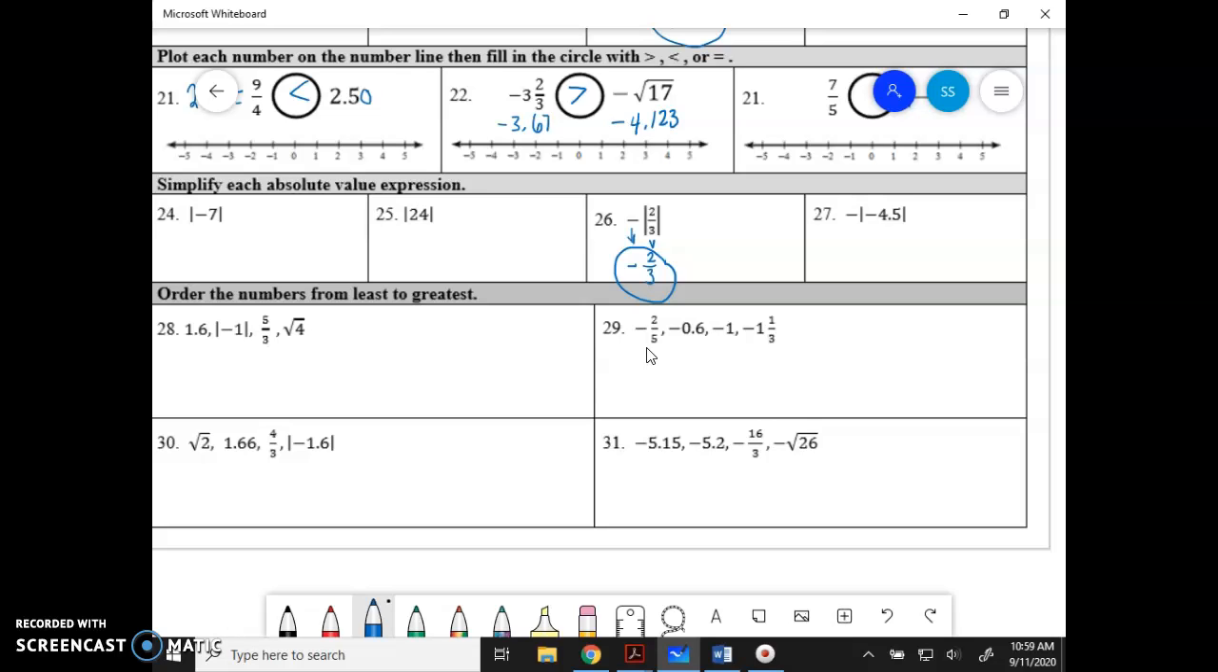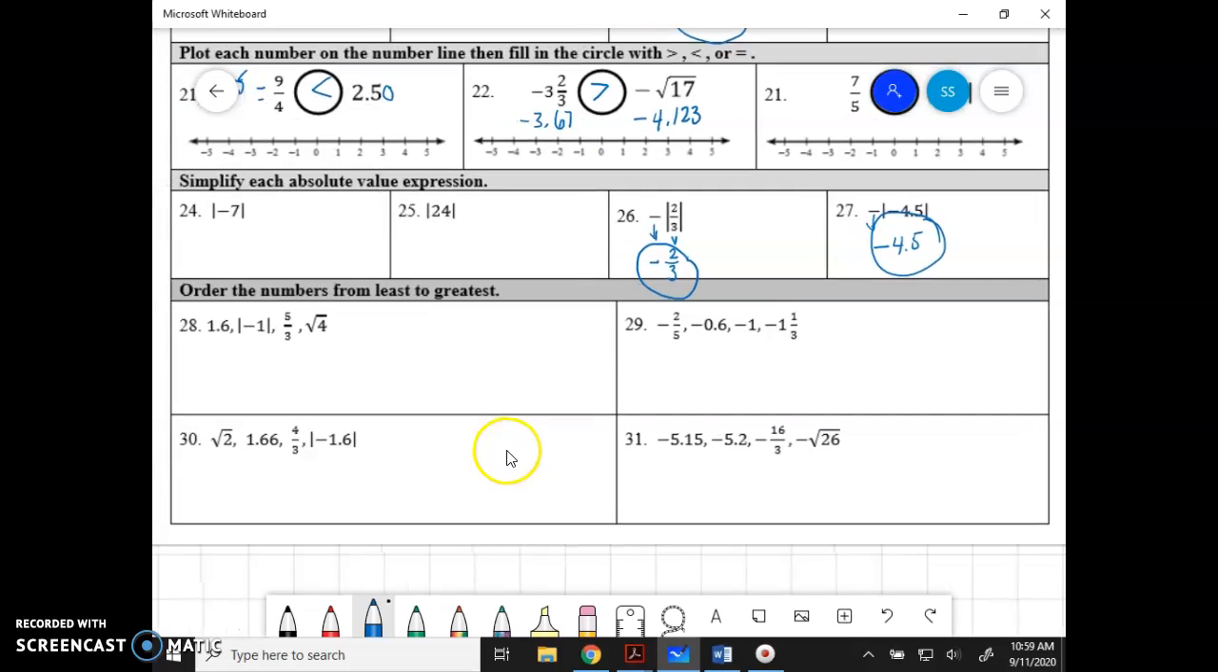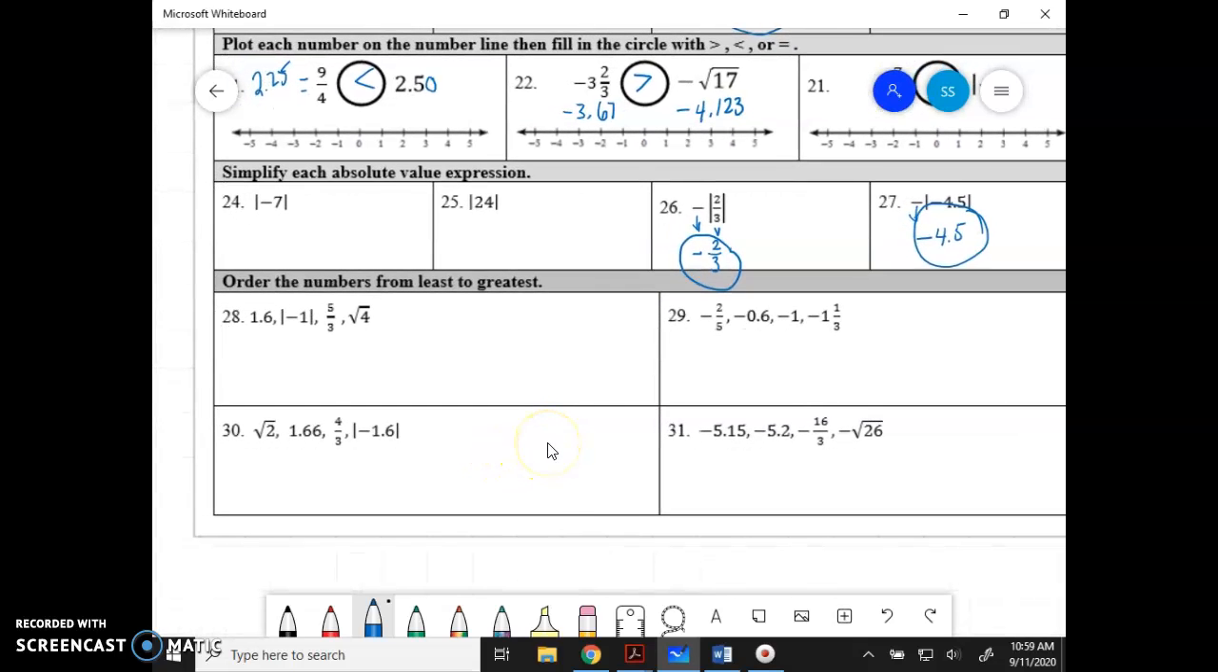So the absolute value of -4.5 is positive 4.5. Remember, absolute value is always, always, always positive. And then this negative out in front means we drop it down into our answer. So that is -4.5. Okay? All right, I'll do a couple of these. Let's see, why don't I do one positive, one negative. You guys can try the other ones.